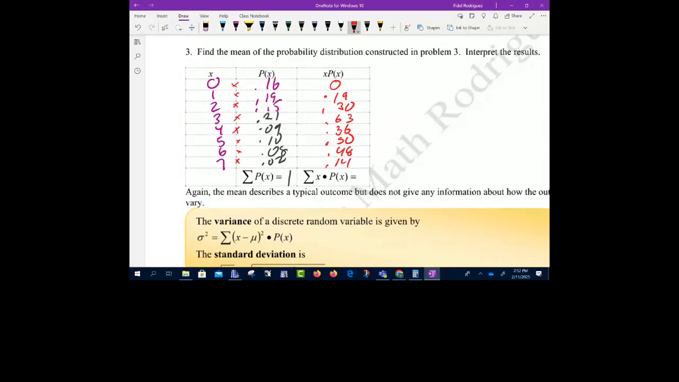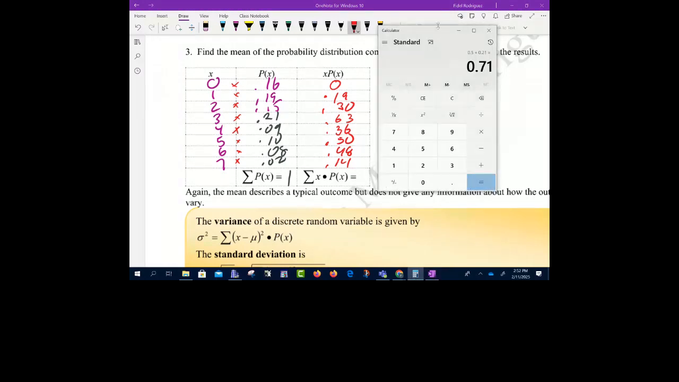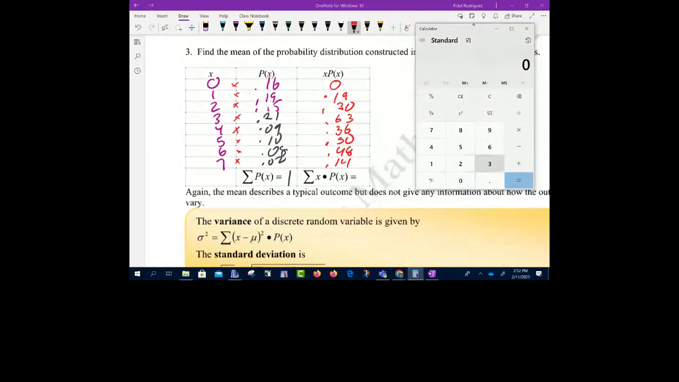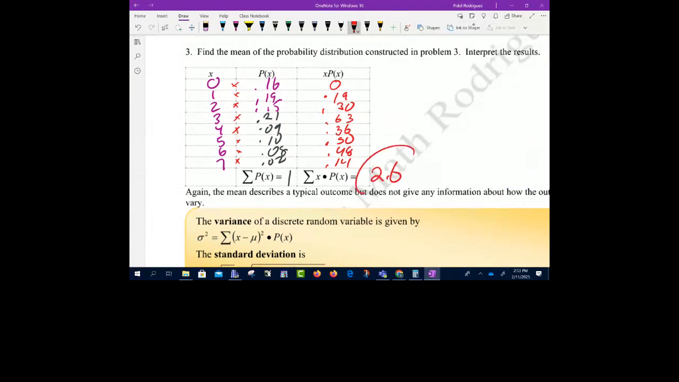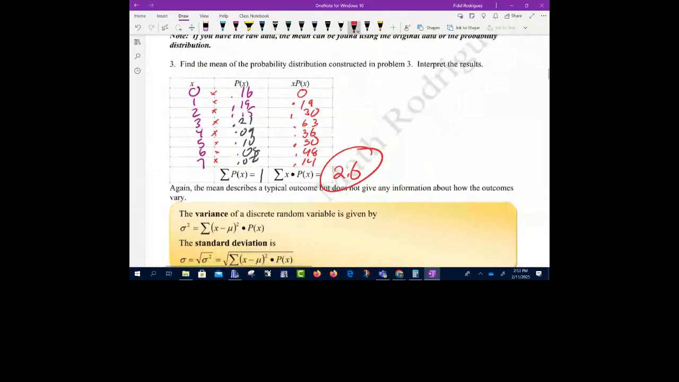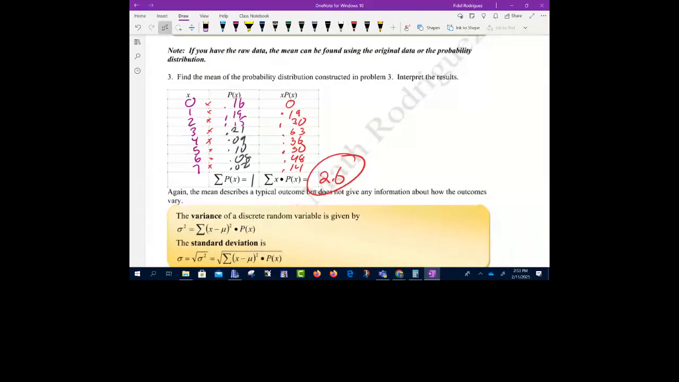Now, what we're going to do, y'all, we're going to find the average. The way we're going to find the average is to add up all those numbers together. So let me clear this out. 0 plus 0.19 plus 0.30 plus 0.63 plus 0.36 plus 0.50 plus 0.48 plus 0.14. Okay, 2.6. All right. Interpret the results. Okay, so we got 2.6.